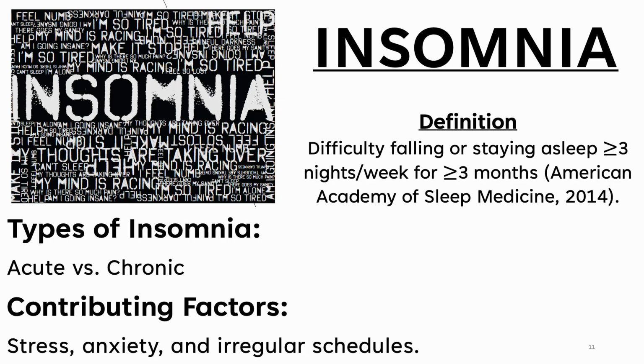Insomnia. Definition: difficulty falling asleep or staying asleep. Acute insomnia is three nights a week for less than 3 months. Types of insomnia: acute versus chronic. Contributing factors: stress, anxiety, and irregular schedules.